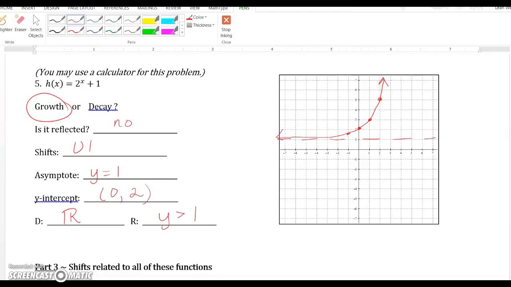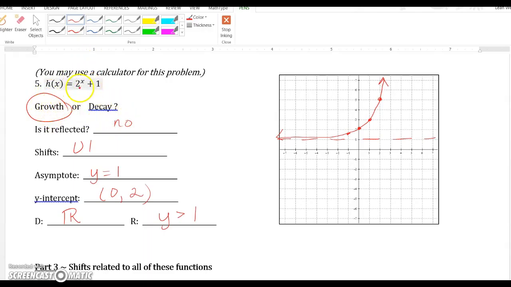All right, here is page 3 of the review. It says you may use a calculator. So again, you can put this into your calculator. Since a, or our leading coefficient here, is positive, it's going to be not reflected. So that's where this no comes from.